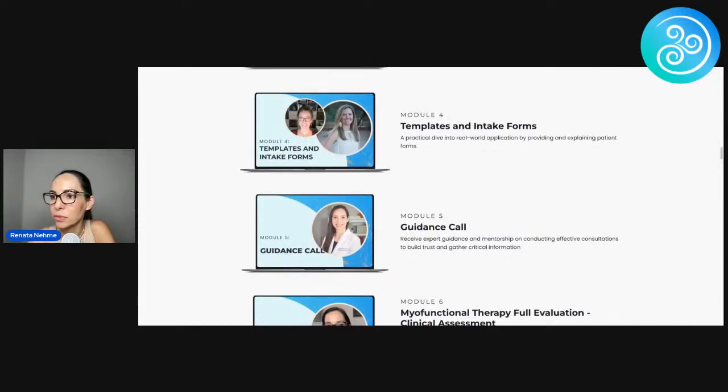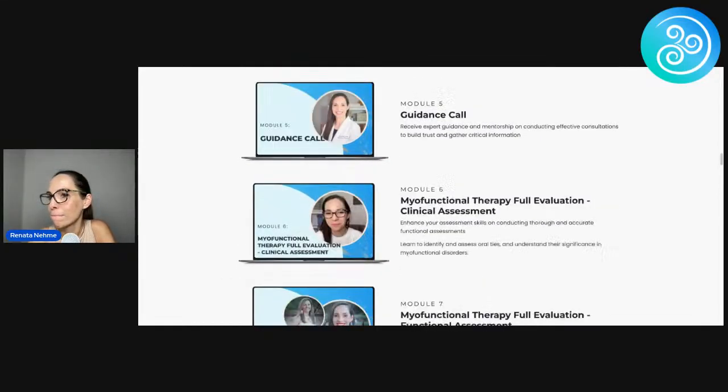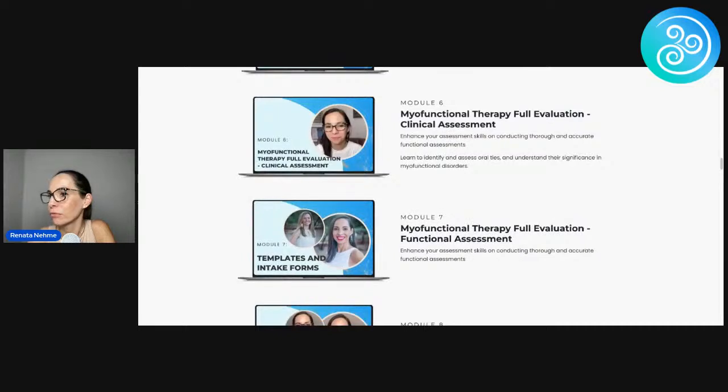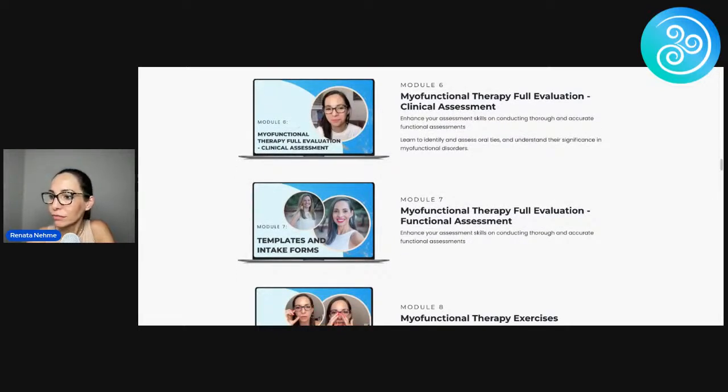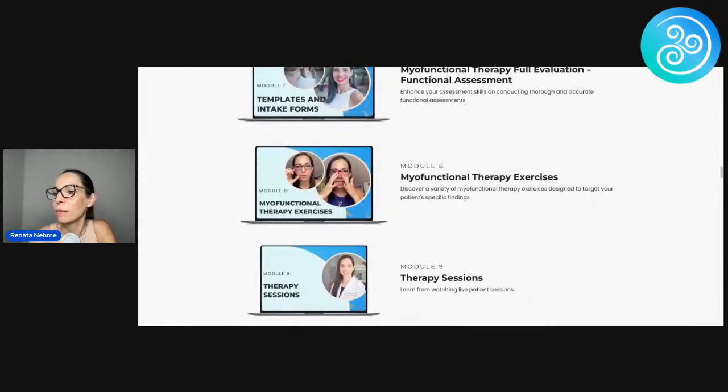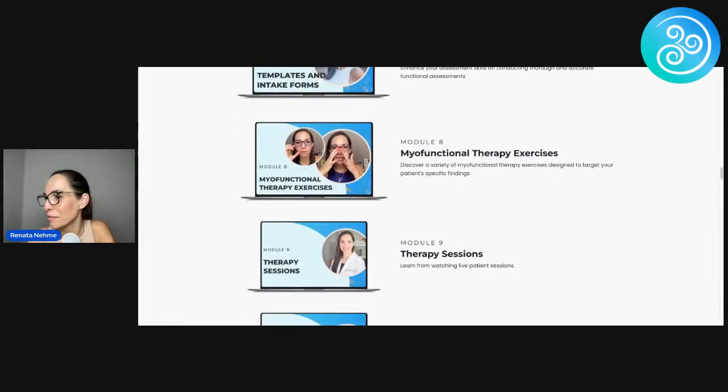Templates and intake forms. We're going to go through what we do. A guidance call. A guidance call is that welcome call, the first time that you have the patient in front of you, and you guys are going to be able to see several examples of how we do that. Myofunctional therapy full evaluation. Then we're going to go into the 2 assessments, the clinical assessment, what you see, and the functional assessment, what the function of those muscles looks like. You're going to see several of mine, and there are some of Tamara's also, how we treat our patients. So you can see from both of us. Myofunctional therapy exercises, there are so many of them. I had only released a few, and I think it ended up being like 75 exercises. There's a lot of exercises.